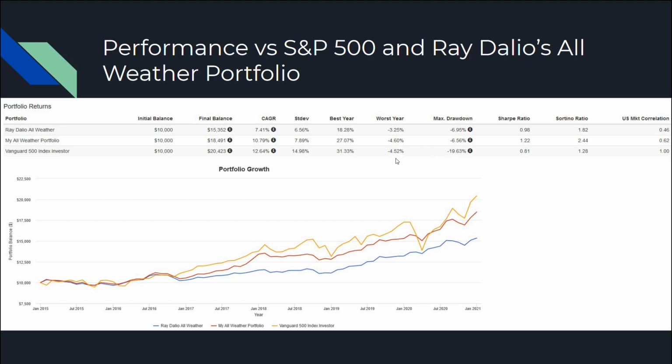So as you can tell, this portfolio does not perform as well as the S&P 500 in terms of total gains, but its max drawdown is a lot less than the S&P 500. So if you want a smoother ride, then maybe this portfolio is for you. But you can also create your own all-weather portfolio using the principles that Ray Dalio used to create his. And if you want to watch that video, like I said, it's in the description.